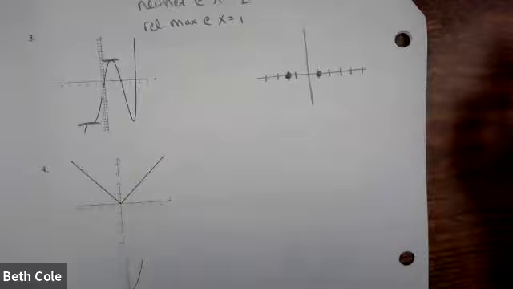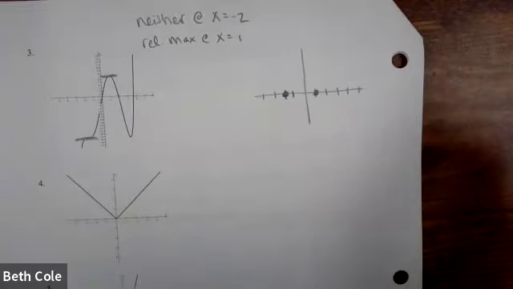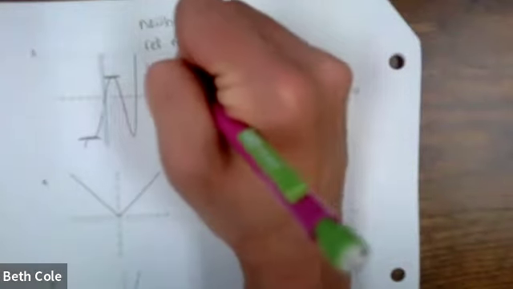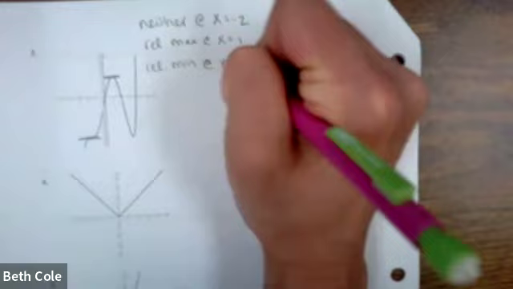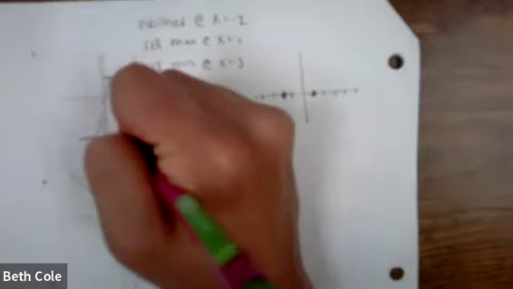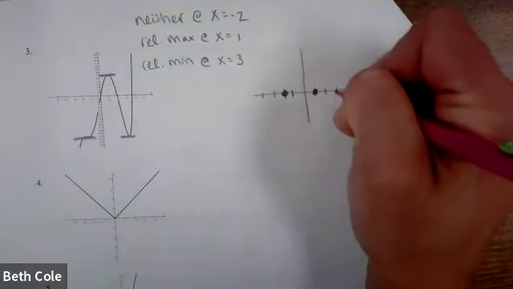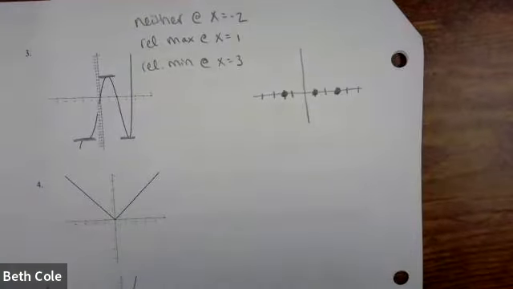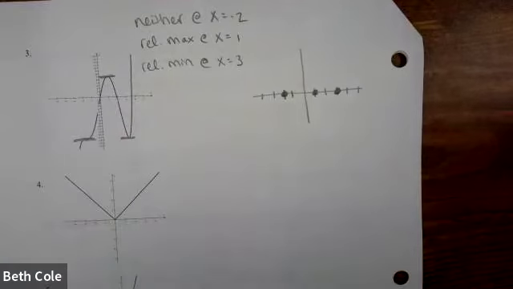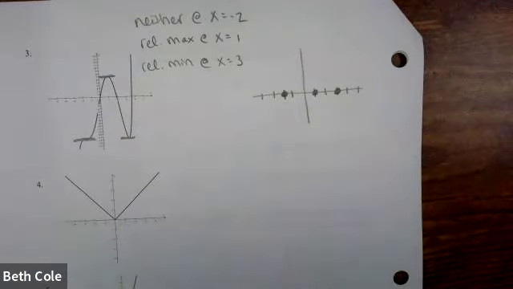All right, and then there's one more. 3. We have a relative minimum at x equals 3. So we can put a 0 at 3 on our derivative graph. So again, those 3 points are specific. Everything else is going to be good enough.